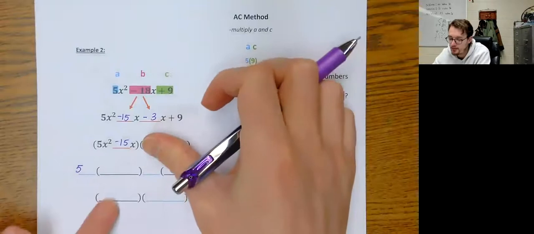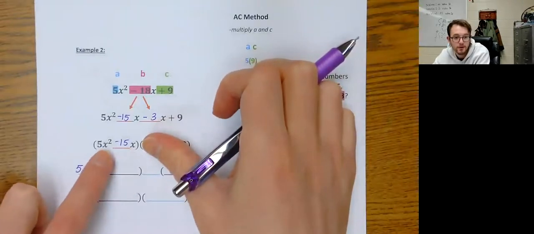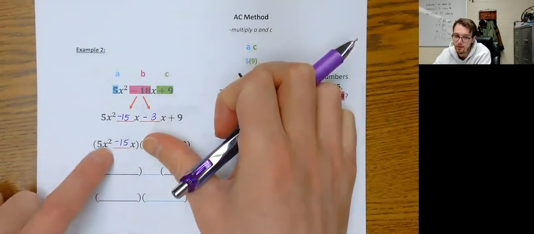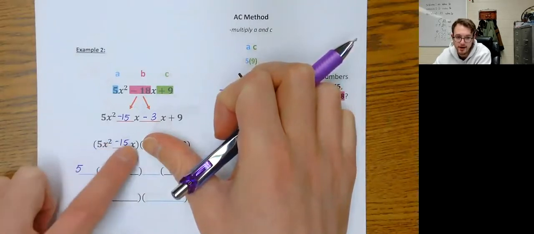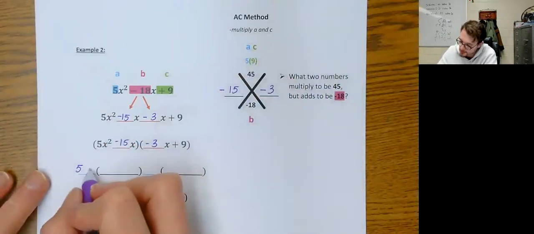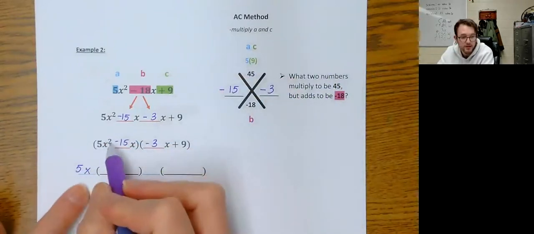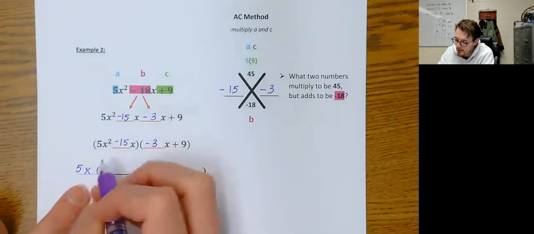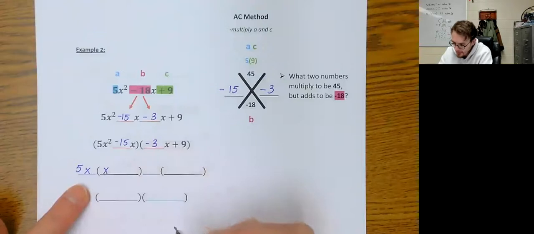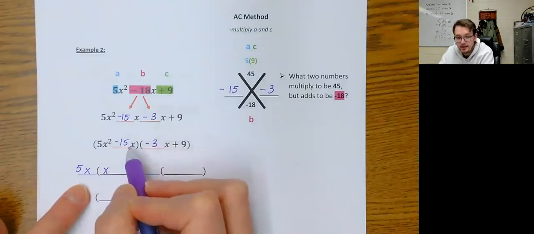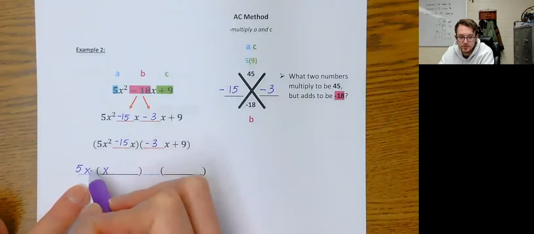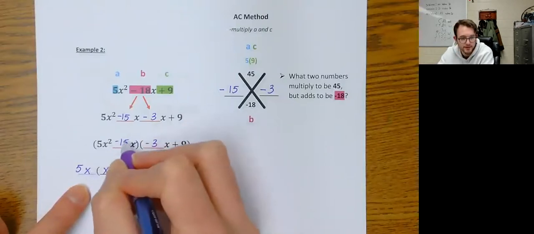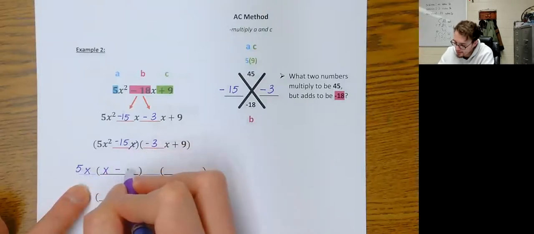Looking here also, do they both have 1x? Yes. Do they both have 2x's? No, only this one does. So the greatest thing I can factor out is a single x. I'm going to factor out a single x. So what's 5x squared divided by 5x? Well, 5 divided by 5 is 1, and x squared divided by x is just x. What is negative 15x divided by 5x? Well, x divided by x cancels out, all right? And negative 15 divided by 5 is negative 3.